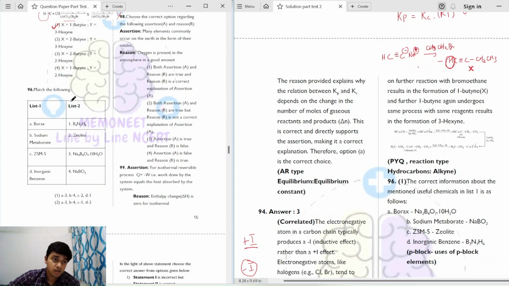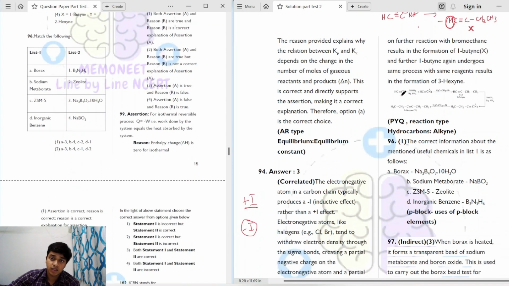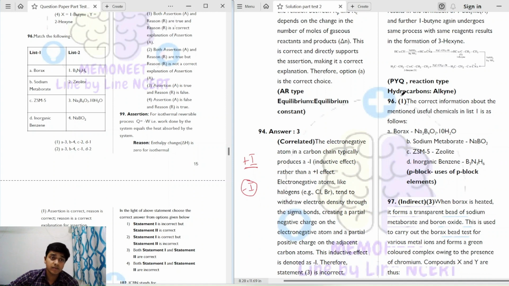Moving on to the next question, we again have a match the following type of question. In this we have the common names and the molecular formulae, and we have to find out which of the following match. So borax, as we know, is Na2B4O7, right? Sodium metaborate is NaBO2. ZSM5 is a zeolite, so C will be matched to 2. Whereas D is inorganic benzene, which is B3N3H6, so D will be matched to option 1. So the correct answer is option 1, as A is matched to 3, B is matched to 4, C is matched to 2, and D is matched to 1. Moving on to the next question.